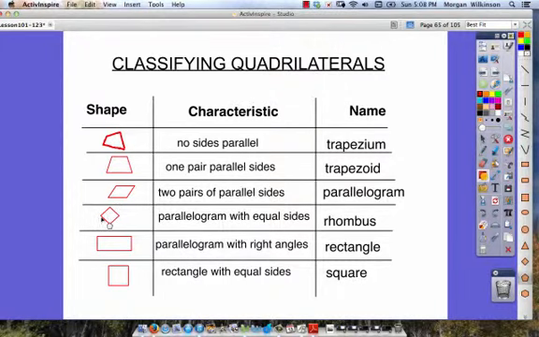A rhombus is a parallelogram with equal sides. So we can see here that we have a rhombus. A rectangle is a parallelogram with right angles. So we've got a parallelogram, 2 pairs of parallel sides, all with right angles. And a square is just a rectangle with equal sides. So this is really just a rectangle, but all the sides are equal. And that's known as a square. Pause the video if you need more time for this slide before we move on.